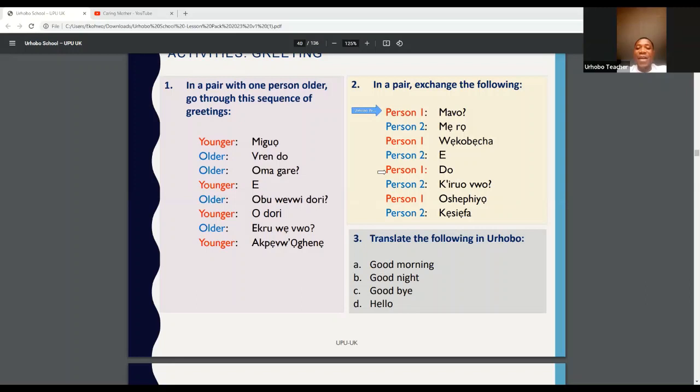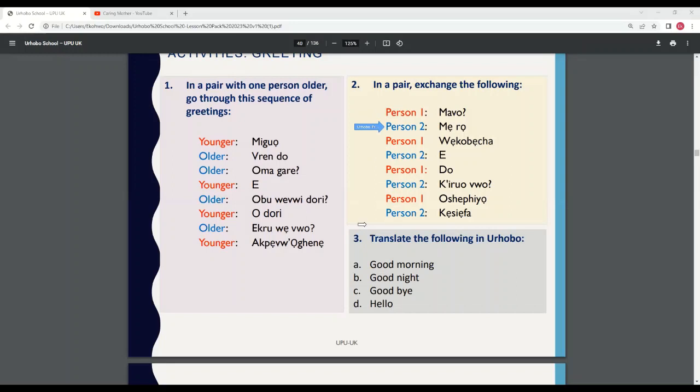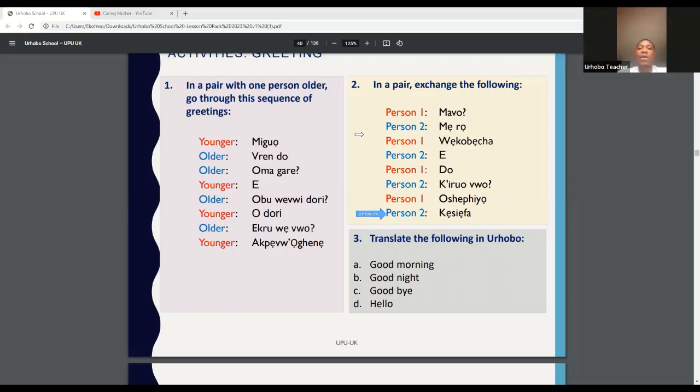Yes, Anigoro, you are the first person, person 1. Mavo. Mero. Wukubekia. A. Do. Hirovo. Sheffield. Kesiefa. Good. Good. Thank you, both of you. Thank you very much. Yes, we need 2 more persons.